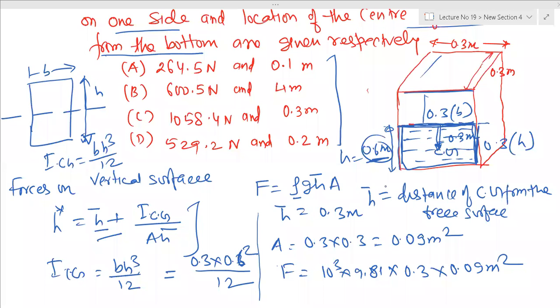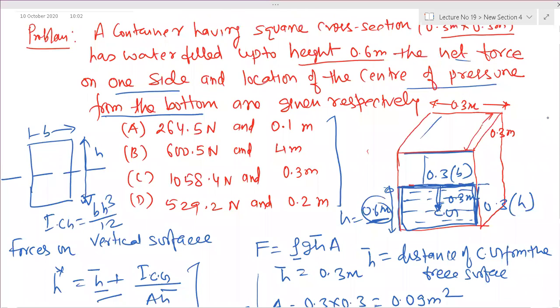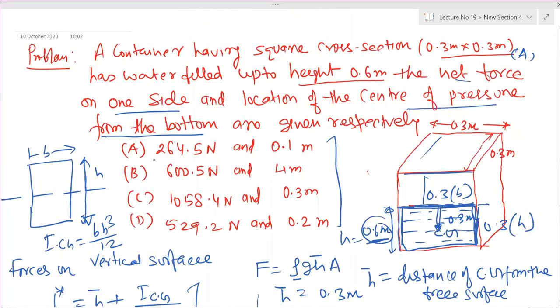Okay, so once again, it is a very simple problem. As we already discussed, it is a case of a container having a square cross section. This is the cross section area. Water is filled. So a container having a square cross section of 0.3 meter by 0.3 meter has water filled up to a height of 0.6 meter. The net force on one side and the location of the center of pressure from the bottom we have to find.